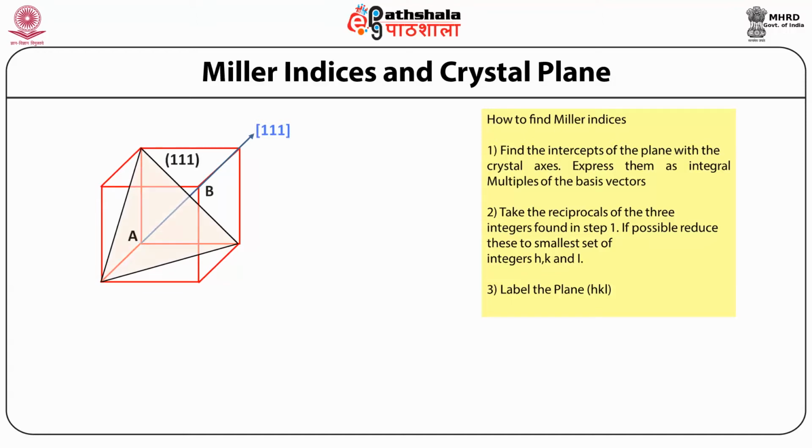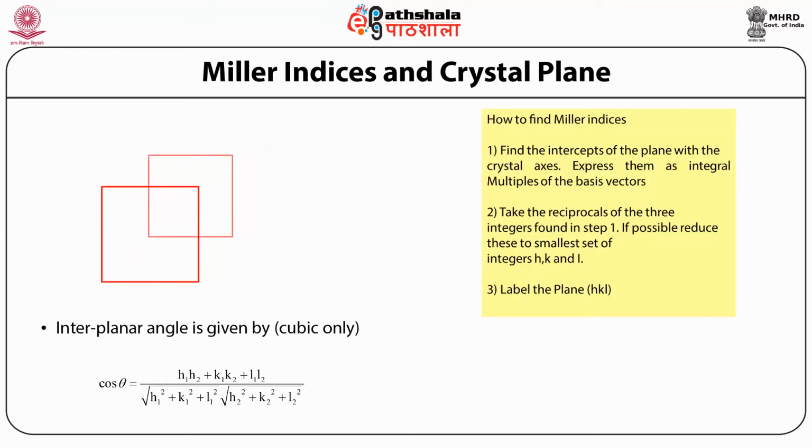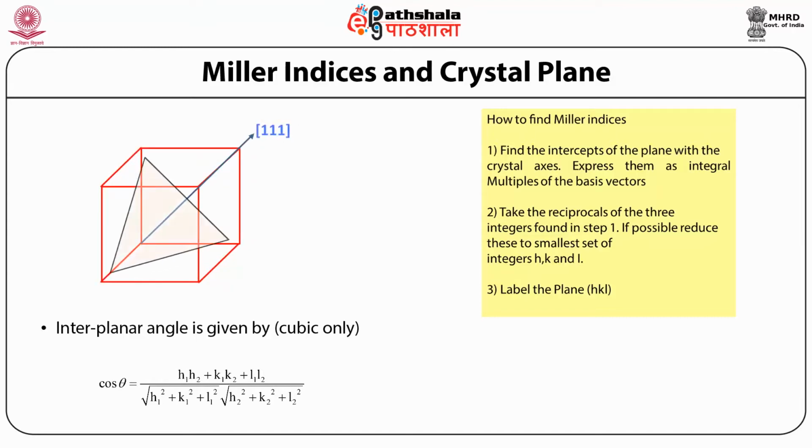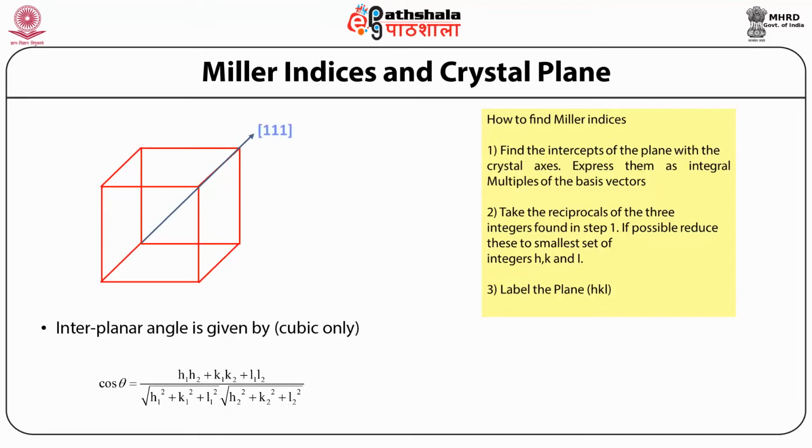So let us take the example. On the left hand side you can see a figure, a cube, where the 111 plane is mentioned. In general, the interplanar angle is given by cos theta equal to h1 h2 plus k1 k2 plus l1 l2, divided by root of h1 square plus k1 square plus l1 square, times root of h2 square plus k2 square plus l2 square.